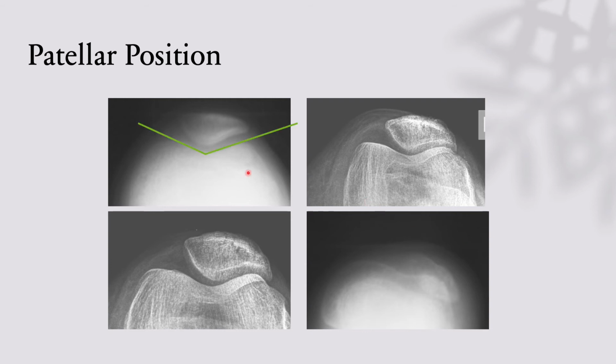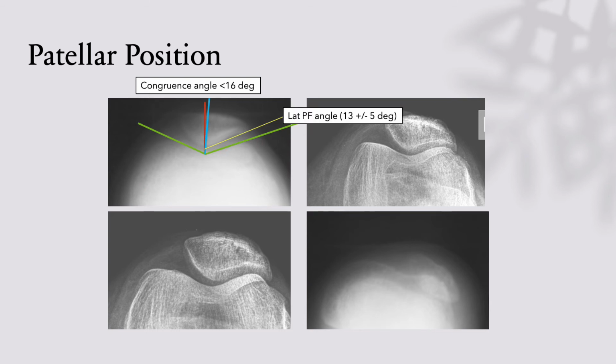So we start this out by measuring the trochlear angle. We bisect the trochlear angle, and then we draw a line from the center of that trochlear angle to the center of the patellar ridge. And that angle over there is called the congruence angle. And if that is below 16 degrees, then that's perfectly fine. The second thing we do is we draw an angle that goes along the lateral patellar facet. The angle between the lateral patellar facet and the lateral trochlea is what we call the lateral patellofemoral angle, and that can be 13 degrees plus or minus for it to be normal.